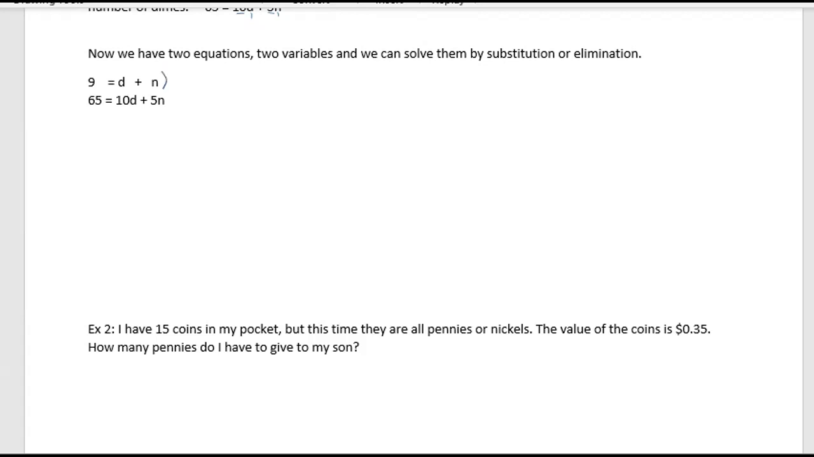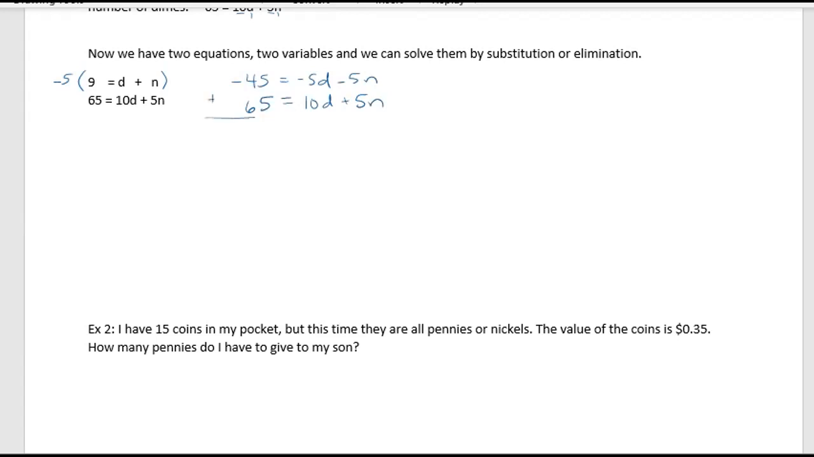So I'm going to take this equation and I'm going to multiply by -5 so that I can get rid of the nickels. So when I do that, I have -5 times 9, which is -45, -5 times D, so -5D, and -5 times N, so that's a -5N. Then I just put this equation here. Hopefully that will eliminate one of my variables. If not, then I just need to multiply something else somewhere to make it work out.